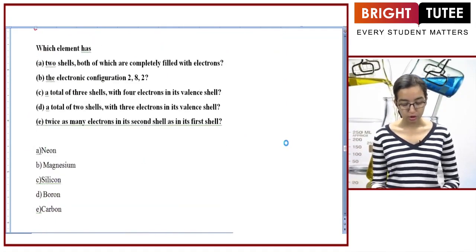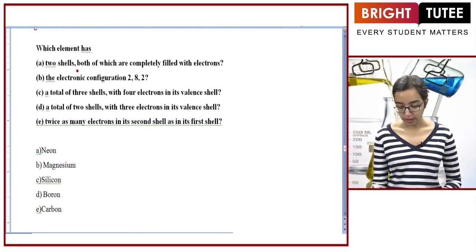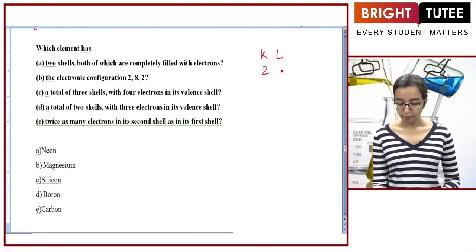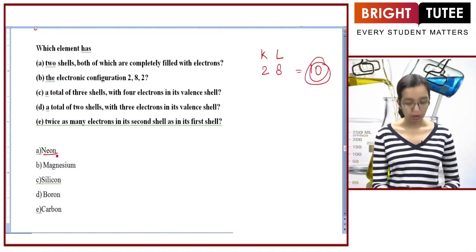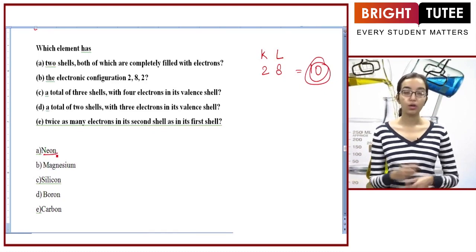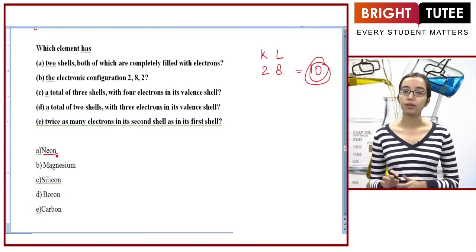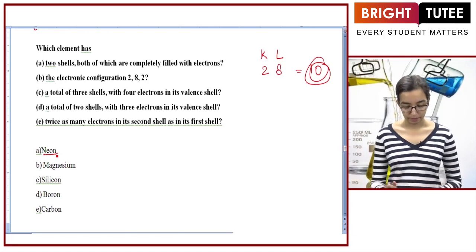Which element has 2 shells, both of which are completely filled with electrons? So, we need to have 2 shells. So, we have the K shell and we have the L shell. Both of them are filled. So, for K to be filled you need 2, for L to be filled you need 8. So, the atomic number becomes 10, and the atomic number 10 is of neon. So, the answer is neon. You can write the answer directly or show the configuration for clarification.